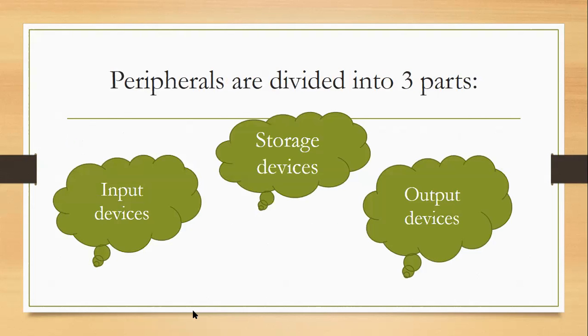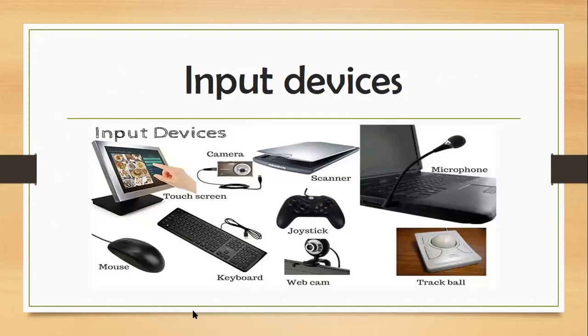So now we'll talk about peripherals themselves. Peripherals are divided into 3 parts: input devices, storage devices, and output devices. Input devices, as you see on the screen, are used to enter data to the PC, and they can be a touch screen, joystick, keyboard, mouse, scanner, microphone, and so on. Why do we call them input devices? Because they are used to enter data or information into our computer.